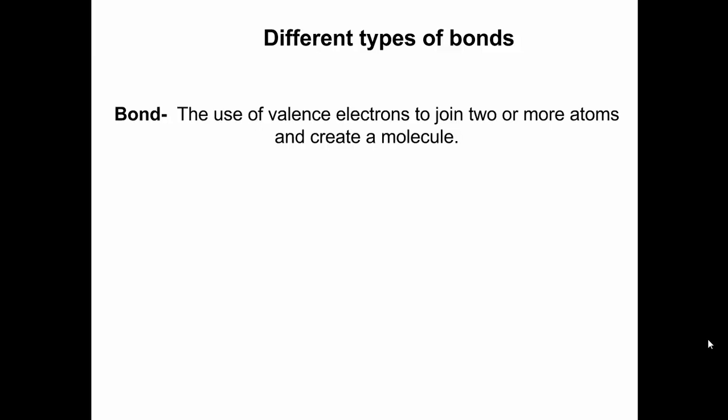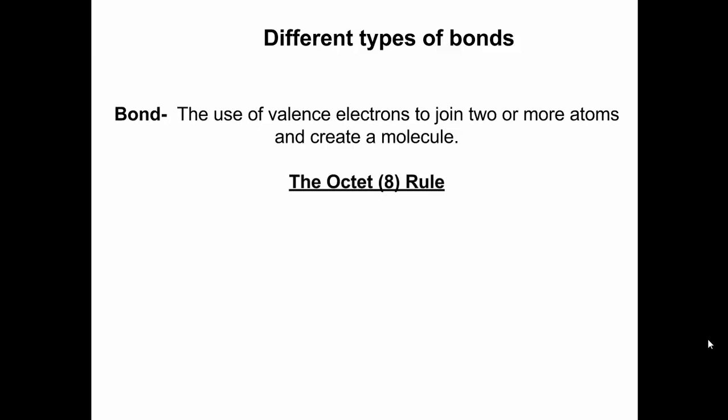So an example of a molecule only would be O2, or two oxygen atoms that are joined together. That's a molecule. It's not a compound. A compound would be H2O, which is two hydrogen and one oxygen, because there's more than one type of element.